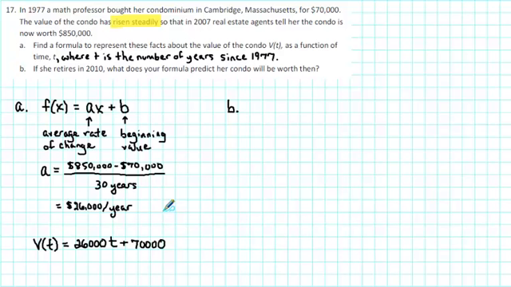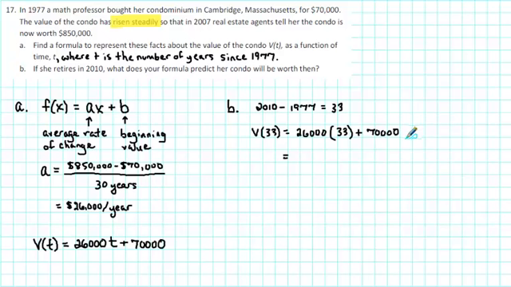If she retires in 2010, what does your formula predict her condo will be worth then? Well, the first thing we'll have to do is to figure out the number of years since 1977. So we'll take 2010 and subtract 1977, and that comes out to be 33. So we'll want to substitute 33 for t, and we get V of 33 is equal to 26,000 multiplied by 33 plus 70,000.